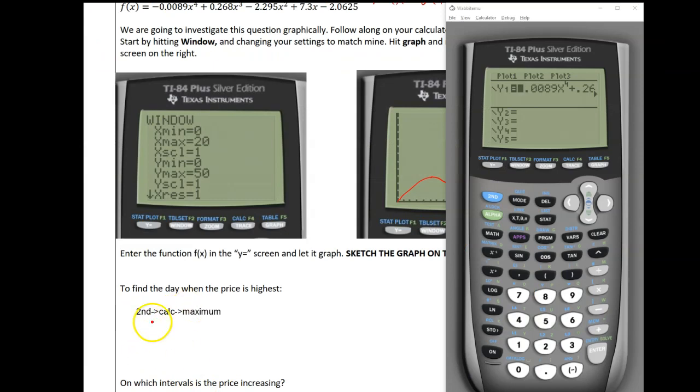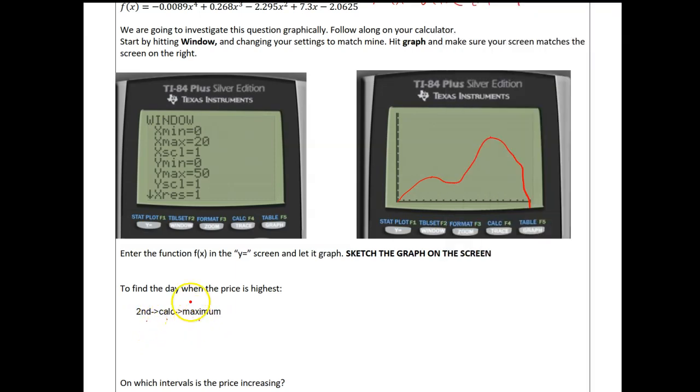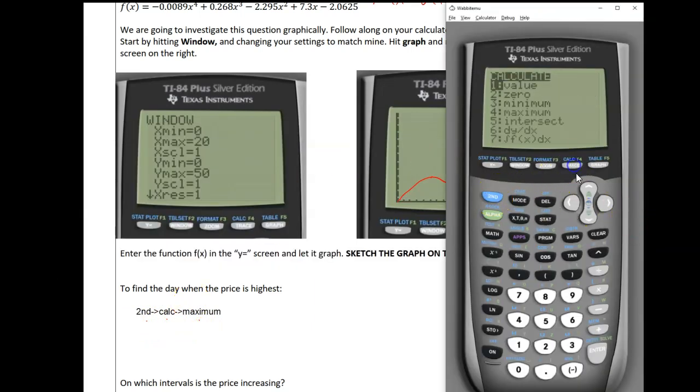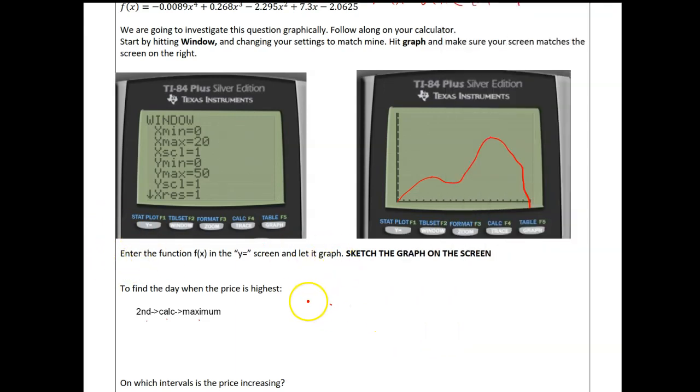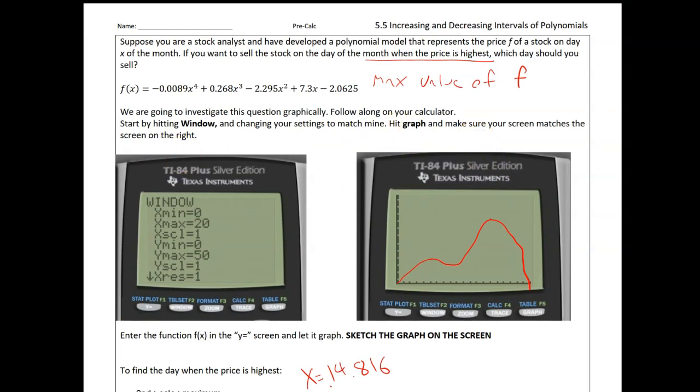From there, once we have that drawn, we're going to use a feature of the calculator to find the maximum for us. So we're going to hit second, calc, maximum. Let me show you what that's going to look like. I'm going to do second calc maximum, which is number 4. Notice we also have this minimum option. It looks a lot like the zero screen we've seen before. So I'm going to do left bound and then right bound and hit enter. Then it asks for a guess, and I'm going to hit enter one more time. It spits out 14.816. So that's x equals 14.81, our maximum.